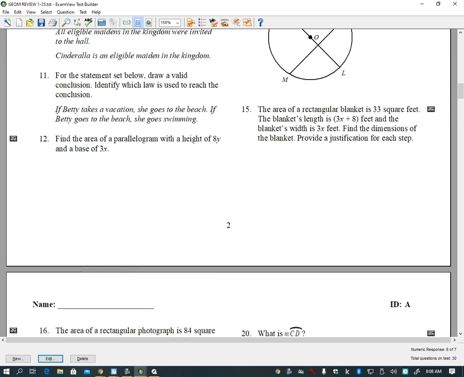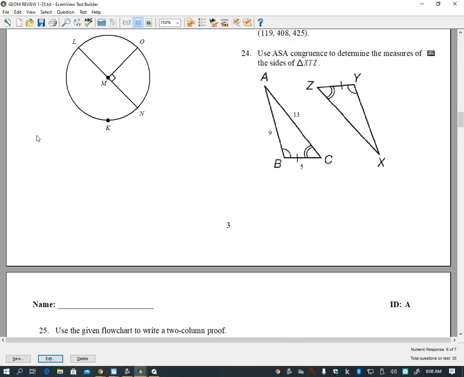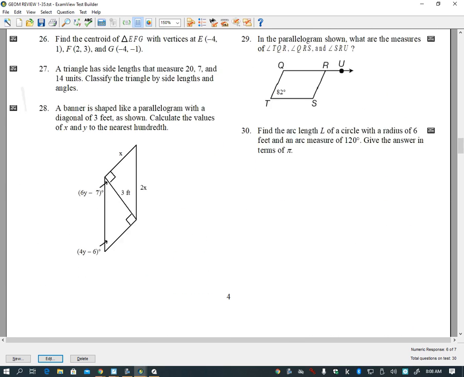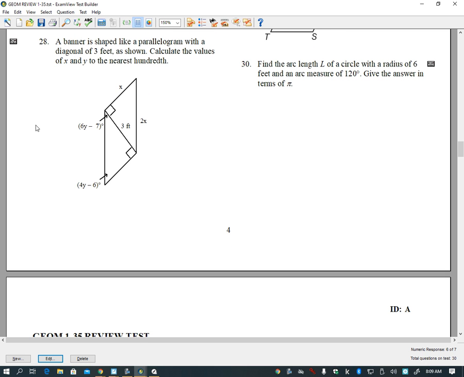All right, 28. A banner is in the shape of a parallelogram. It's got a diagonal that's 3 feet as shown. Calculate the values of x and y to the nearest hundredth.